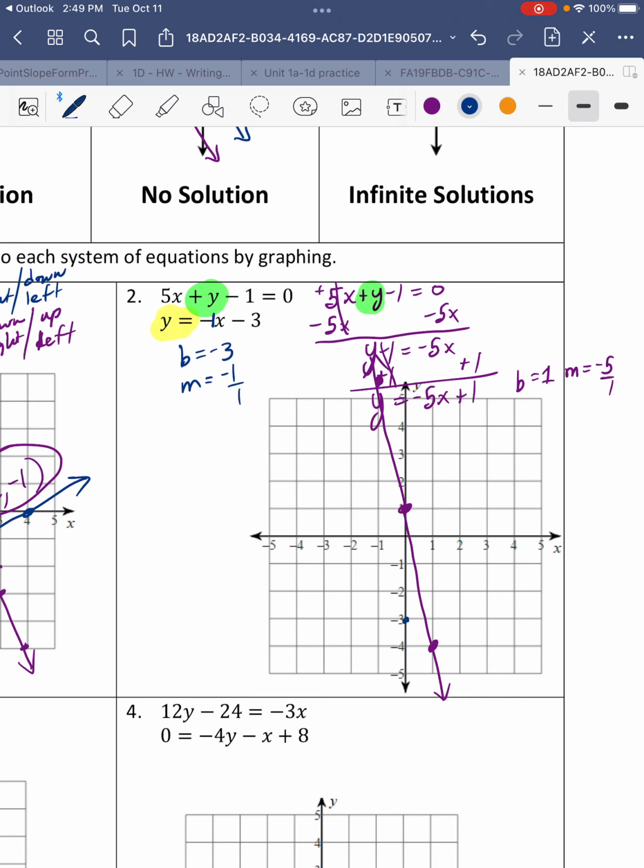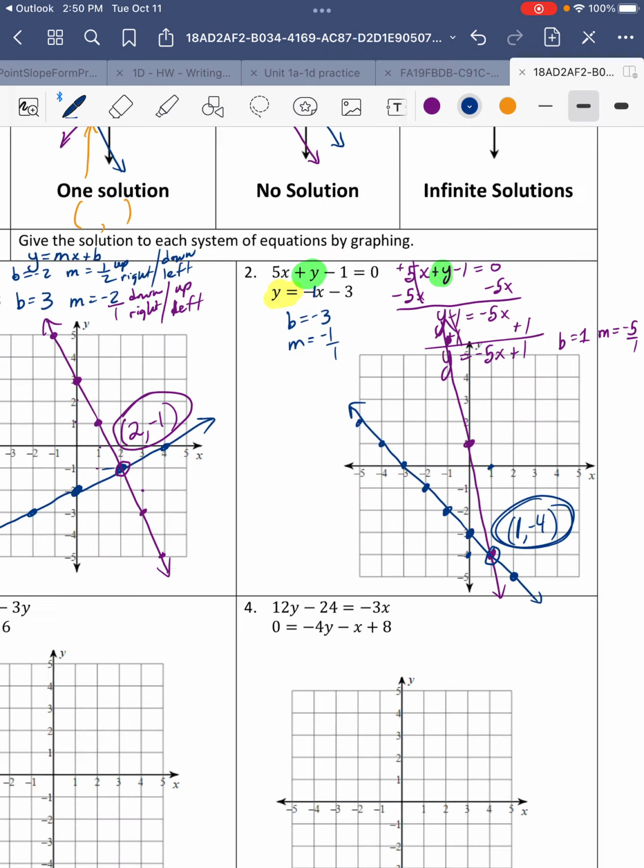So I'm going to go on the y-axis to negative 3. I'm going to go down 1, right 1, down 1, right 1. Instead, I'm going to go also up 1 and left 1 to stay in the same path. The more points you can put on the graph, the better your graph is going to look. Even though the real reason we're doing this is just to find the intersection, which we already did, which is at the x value of 1 and the y value of negative 4. 1, negative 4. And there's your coordinate.